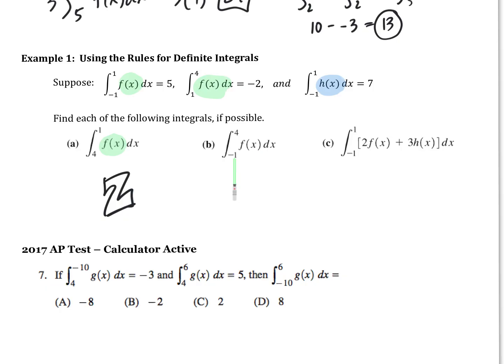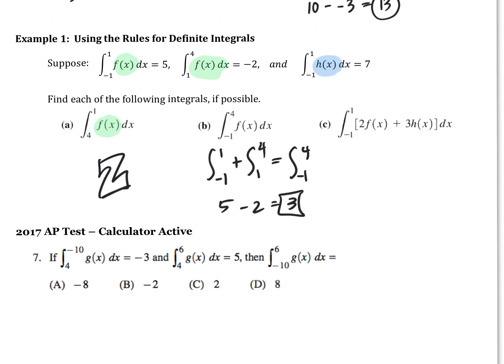Yes. Because you're like, okay, negative 1 to 1 plus 1 to 4. And a way to think, if you want to write this down, but don't feel like you have to, negative 1 to 1, and then I'd have to add 1 to 4, and that would get me negative 1 to 4. So that's going to be 5 and a negative 2 for an answer of 3. So good. And then this is the rule that we were talking about, Thomas, right? With my F's and my H's, we can do them separately.